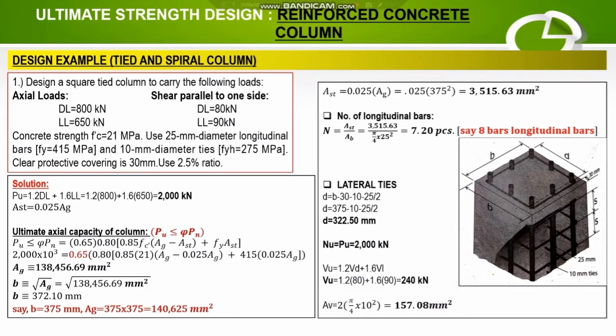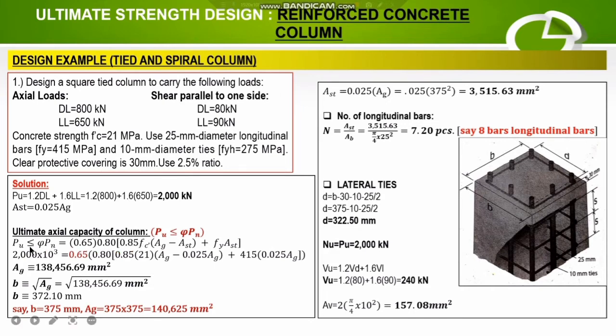So plugging in, P sub U is less than or equal to phi P sub n, which is equal to 0.65 times 0.80 times the quantity of 0.85 Fc prime times the quantity of Ag minus AST, plus Fy AST. The equation being used is this one, 0.65 times 0.80 times the quantity of 0.85 Fc prime, because it is applicable for axial loads, or purely axial loads.